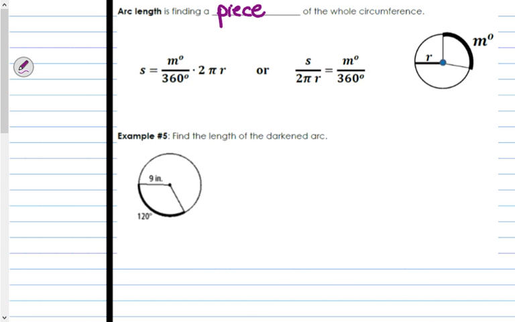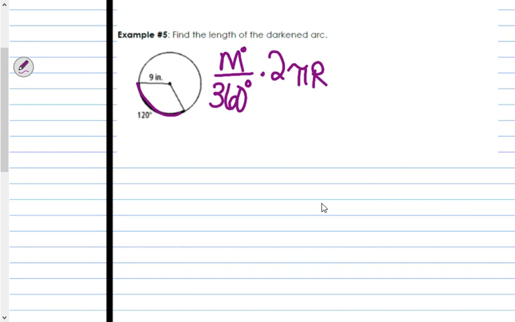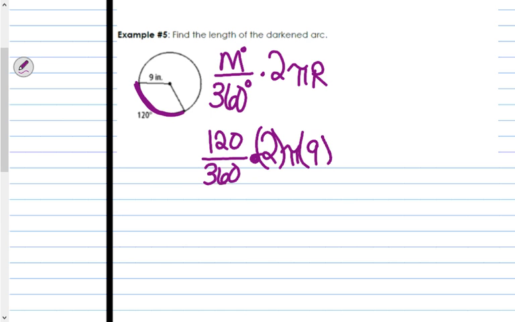So for example 5, we're going to find the length of the darkened arc. Well, it's the measure of the arc over 360 degrees, because the whole circle is 360 degrees, times 2 pi r, which is the whole circumference. So I'm not finding the whole circumference right here. I'm finding part of the circumference. I'm going to find just this portion. This portion is 120 degrees of the whole circle, which is 360 degrees. And I'm going to multiply it by 2 pi times r, which is 9.